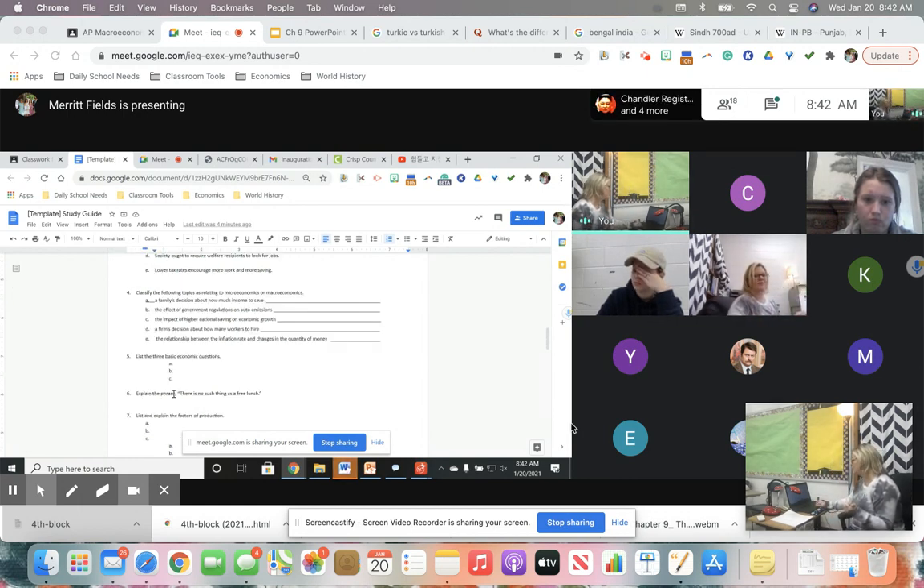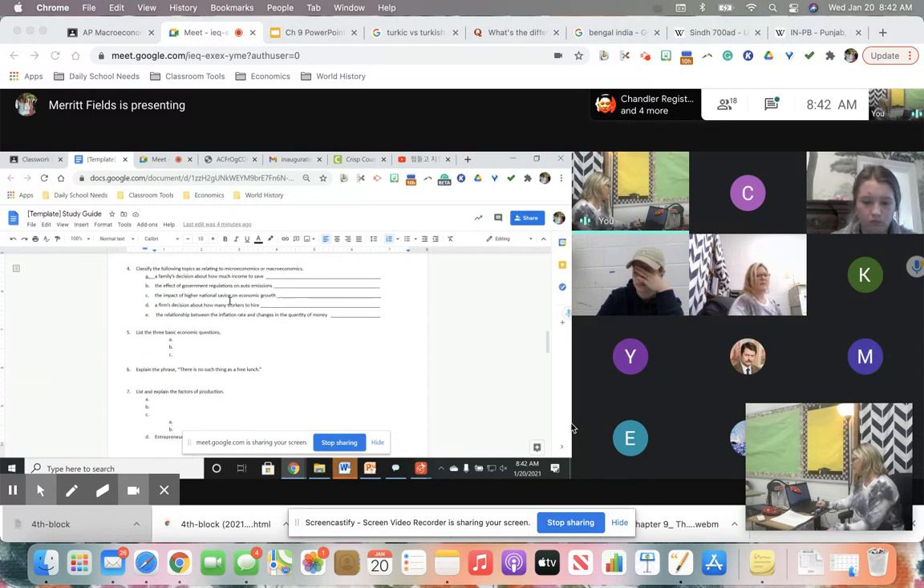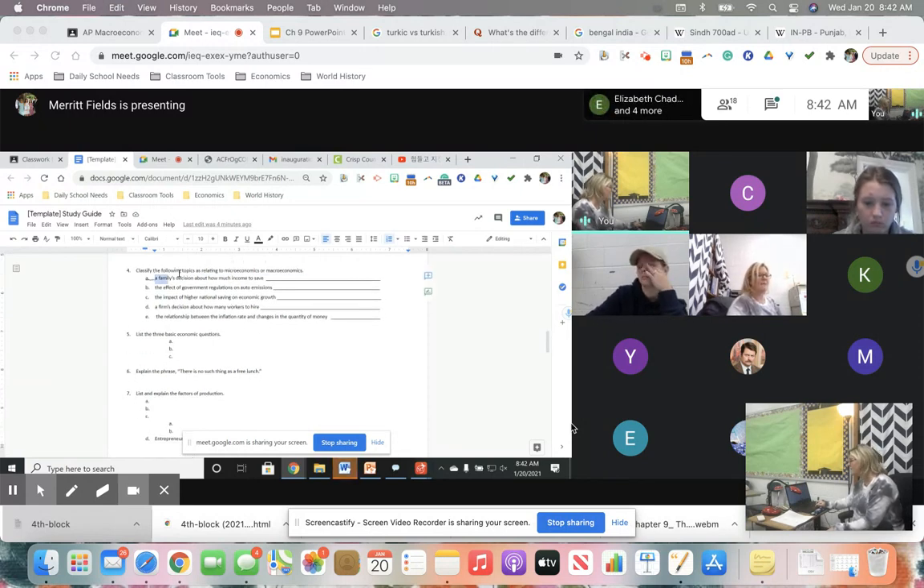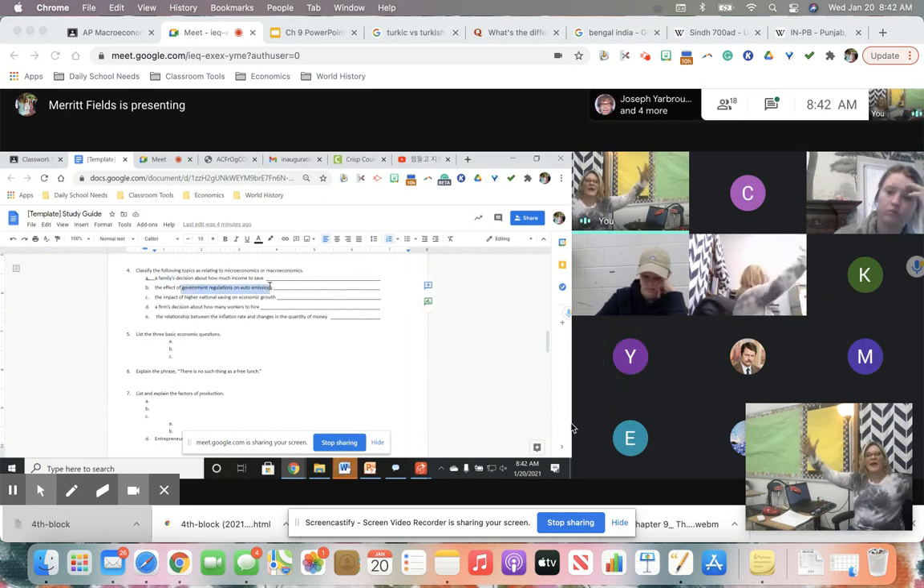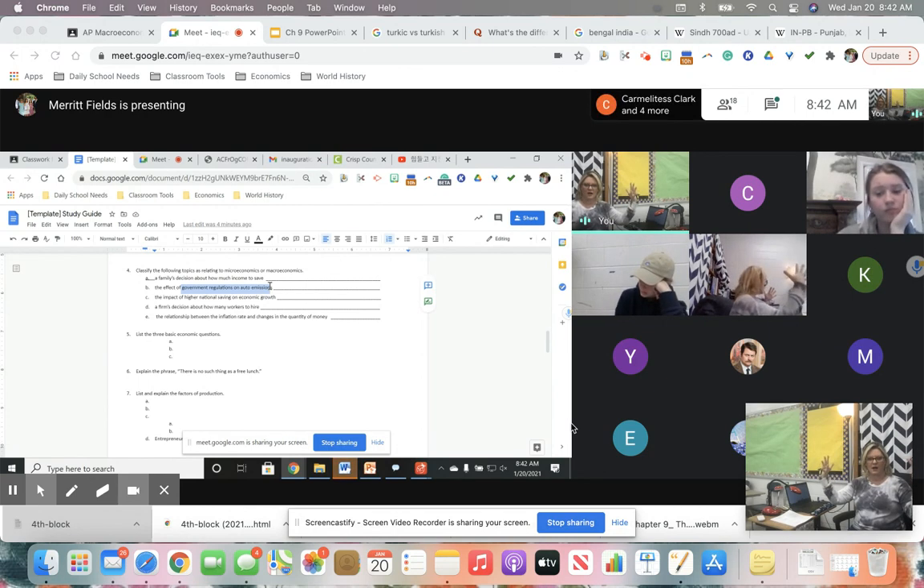So then part 4 here is asking whether it's micro or macro. If it's about a family, that would be a small entity, so that would be a micro decision. But if it's about the government on auto emissions for everybody, that would be macro, because it's large and part of the whole big economy. So micro is individual businesses or consumers or families, and macro is the whole economy.